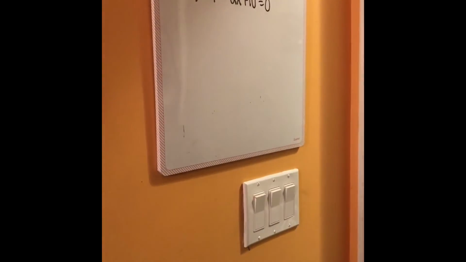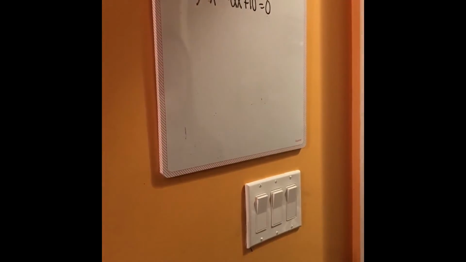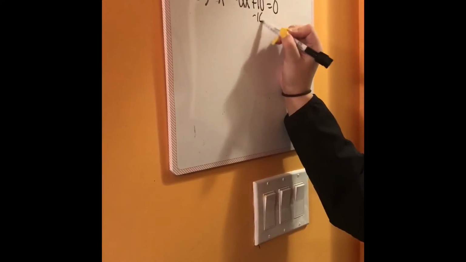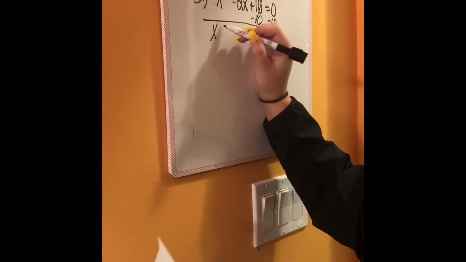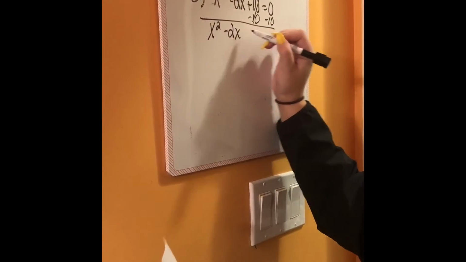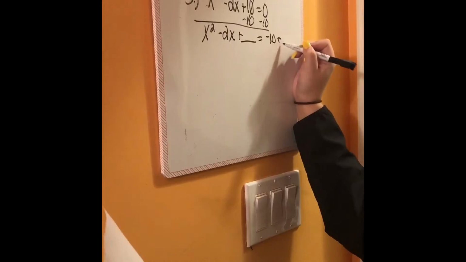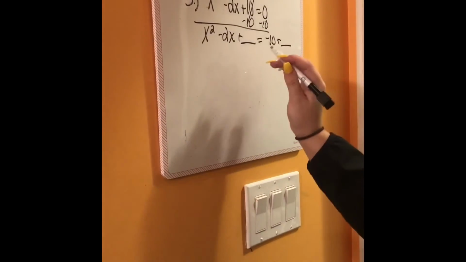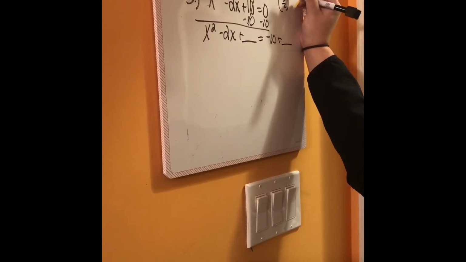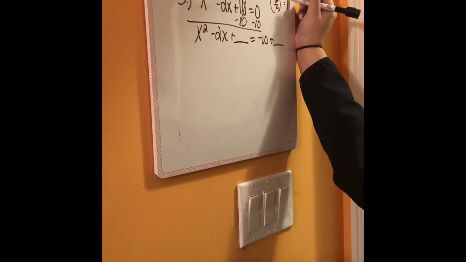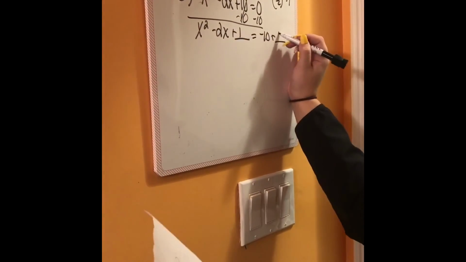Okay. In this equation, it is x squared minus 2x plus 10 equals 0. First thing you're going to do is subtract 10 from both sides, which leaves you with x squared minus 2x plus the blank equals negative 10 plus the blank. Right? So then you do 2 divided by 2 squared equals 1 squared, which is equal to 1. So 1 goes in the blank.